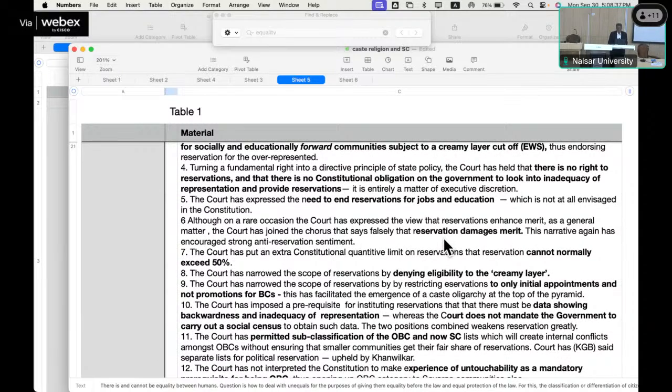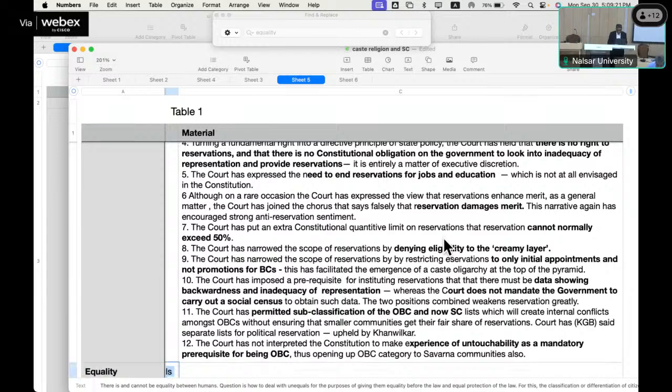The court has expressed the need to end reservations for jobs and education without any basis. This has intensified recently. How long will this last? This cannot go on. It is time bound. You'll be very surprised how the Supreme Court erroneously repeats this assertion that reservation in jobs and education is time bound. It's not, but they repeat it. They call it caste-based reservation, although it's actually for backward classes. If you look at the definition of scheduled castes, groups are entitled to be included in scheduled castes.